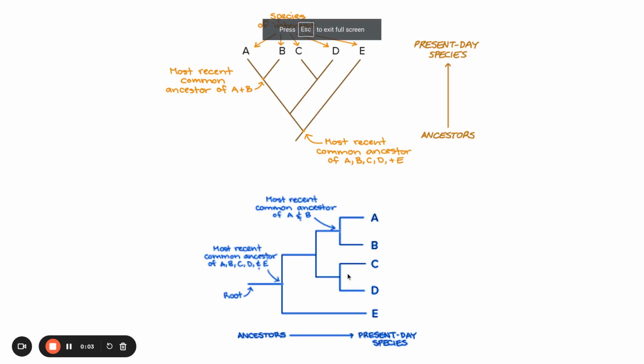Okay, here's a couple of diagrams of those phylogenetic trees showing you common ancestors. And we can see on this top diagram the most recent common ancestor for A, B, C, D, and E versus the most recent common ancestor between A and B. So again, the closer they are on the tree, the closer they are in relation.